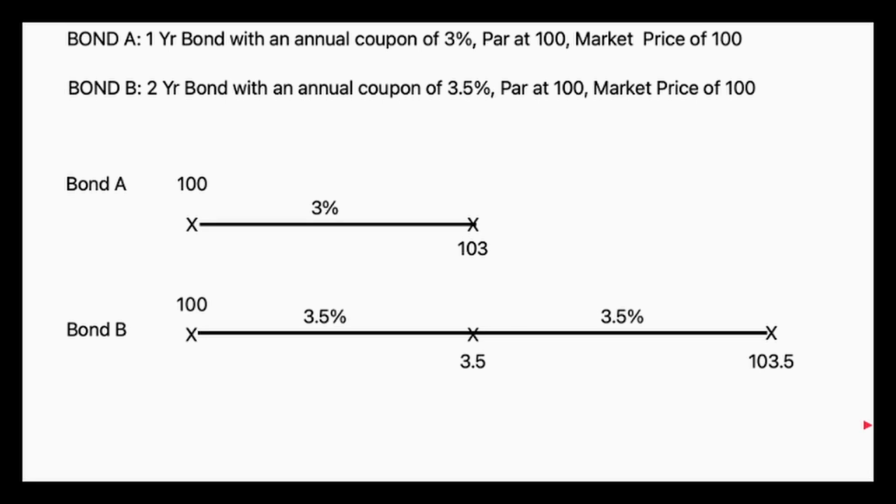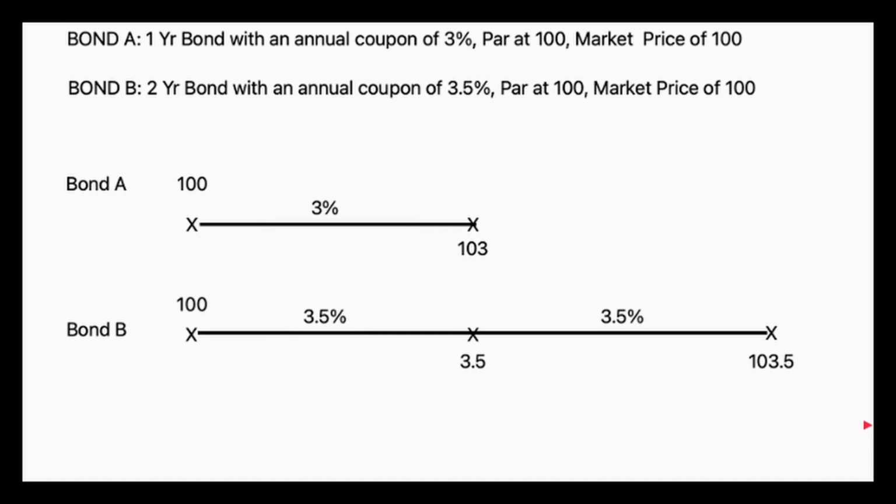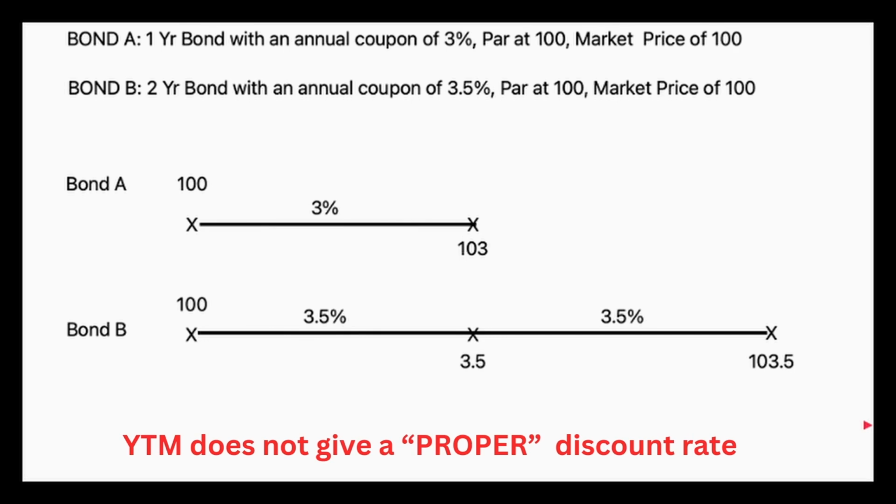Now let's go back to the two bonds at the start, Bond A and Bond B, at 3 and 3.5% respectively. As we said, this means that for the same period, year 1, there are actually two interest rates being applied for discounting two separate cash flows, one at 3% and the other at 3.5%. So it turns out, yield to maturity does not really properly indicate what should be the proper discount rate for a cash flow occurring at a particular period.